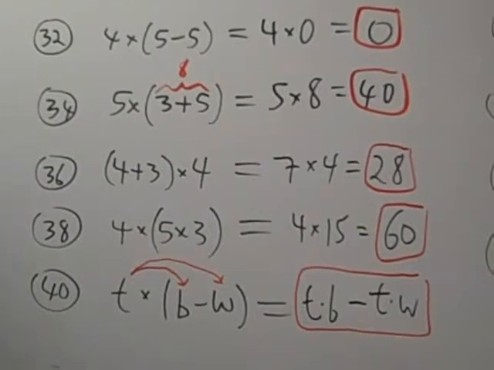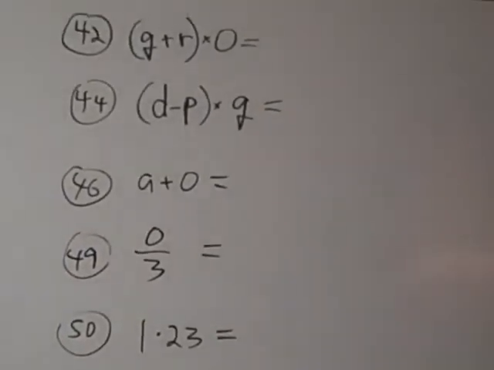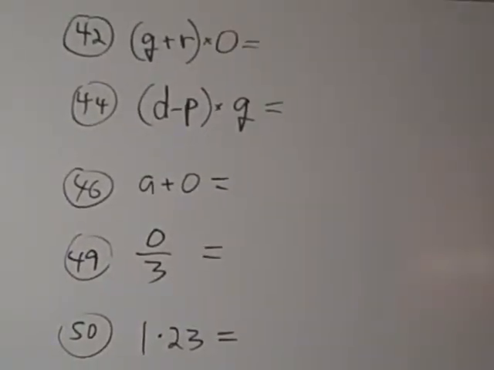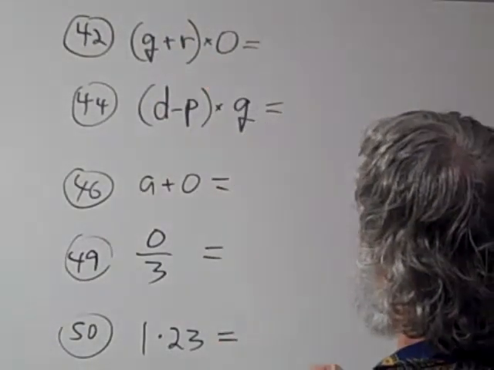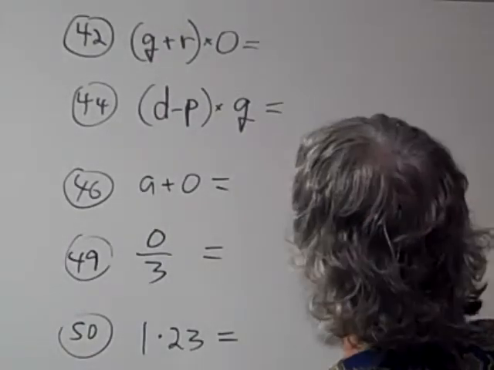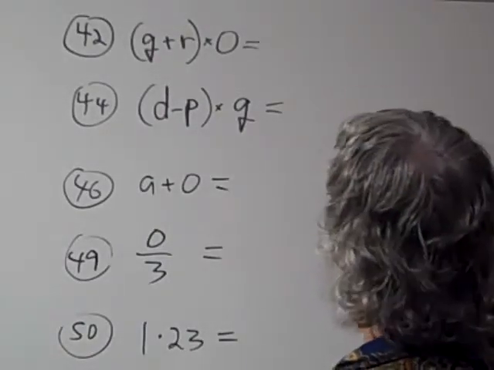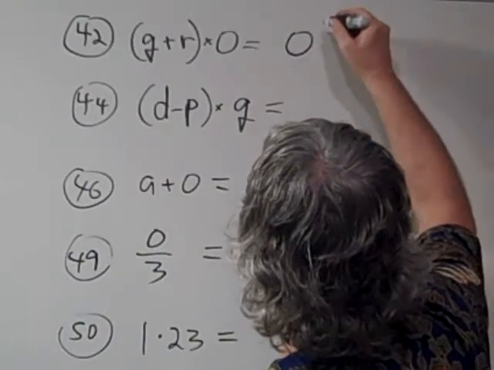Now for number 42, up here, we've got q plus r times 0. Anything times 0 is 0. Even q plus r. So this is equal to 0.